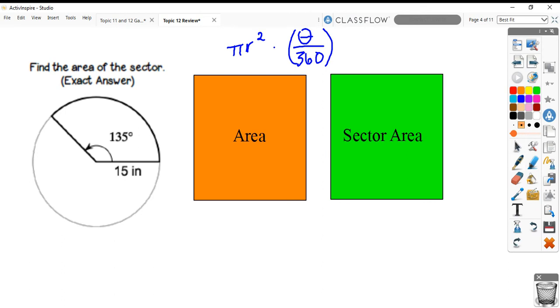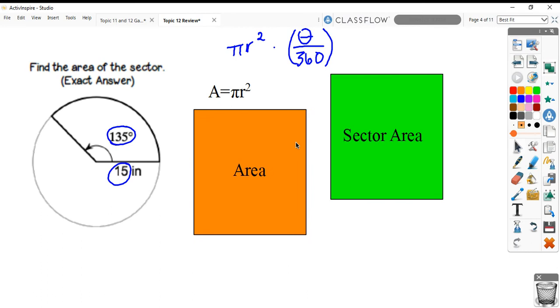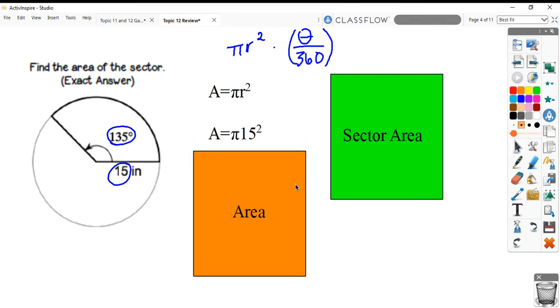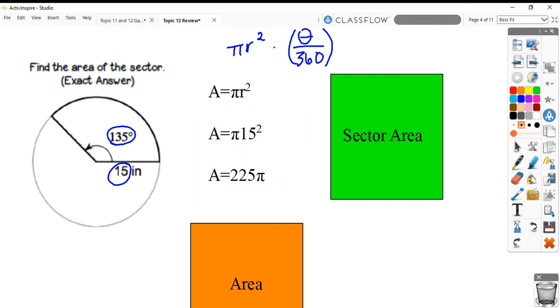As we look at our diagram, our theta is 135, our radius is 15. So if we're looking for the area, it's pi times r squared. It's pi times 15 squared. So our area is 225 pi. This is the thing that goes right there.